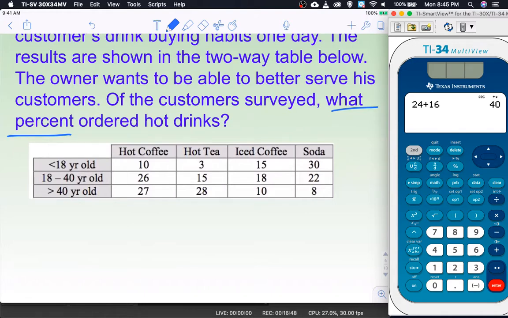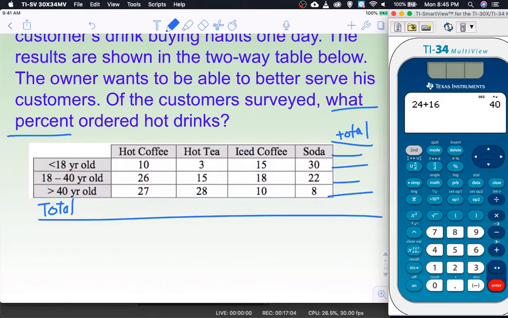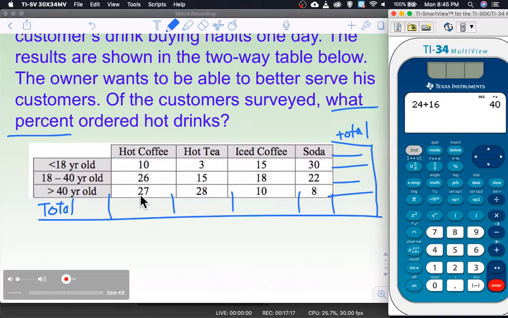Okay, so one thing's missing from our table. We don't have any totals. So I can add a total column here. I can add a total row here. And that may be helpful. I personally like to do this no matter what, whether I need them or not, I find it helpful. So I'm going to start adding these up.